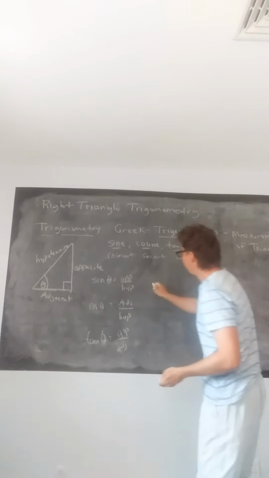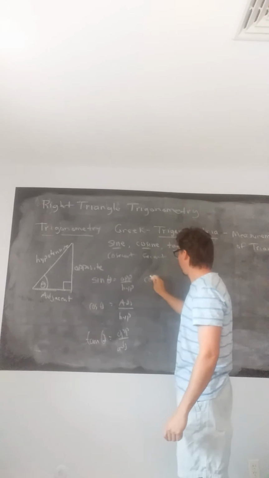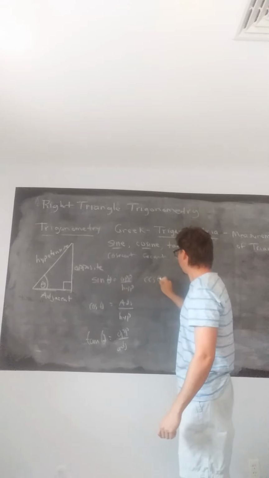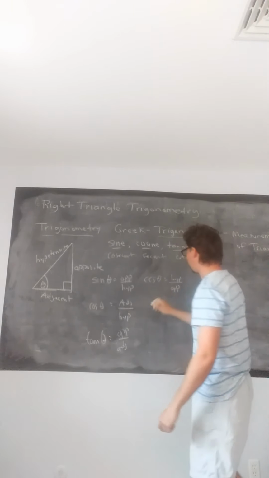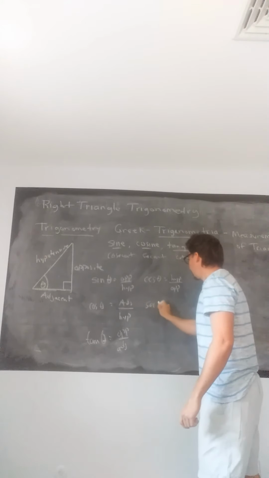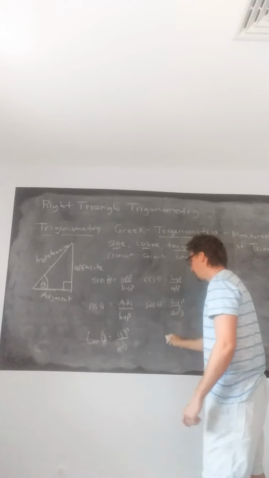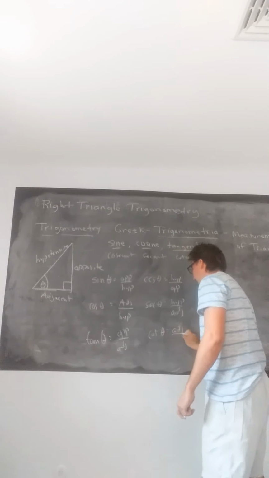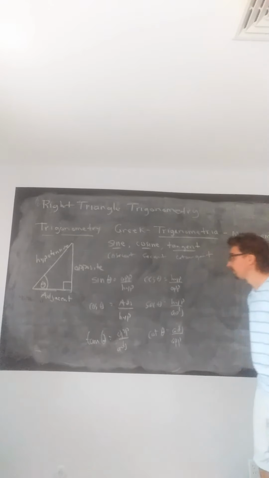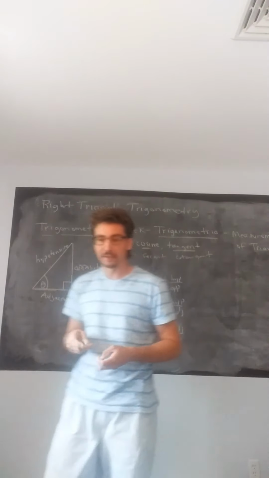Okay, now cosecant is the reciprocal of sine. So that's csc theta, that's the hypotenuse over the opposite, so it's the reciprocal. Secant of theta is going to be the hypotenuse over the adjacent side, and cotangent of theta is going to be the adjacent over the opposite side. So those are the ratios based on sine, cosine, and tangent, and then their reciprocals.